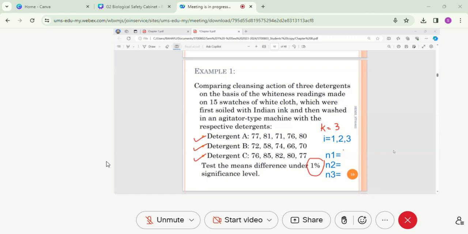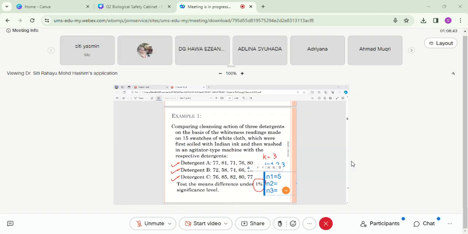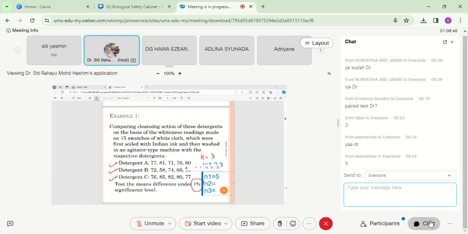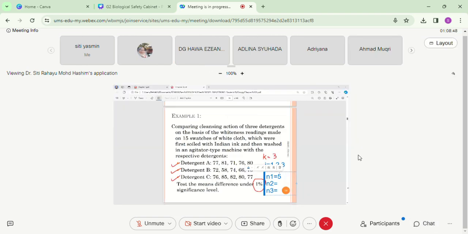Okay, good. 5. Kasmariana, N berapa gandanya? Kasmariana tidur ada Kasmariana tidur ataupun tak ada di depan komputer. Ya, ada. Okey, berapa? N2 berapa? 5. Okay, thank you.